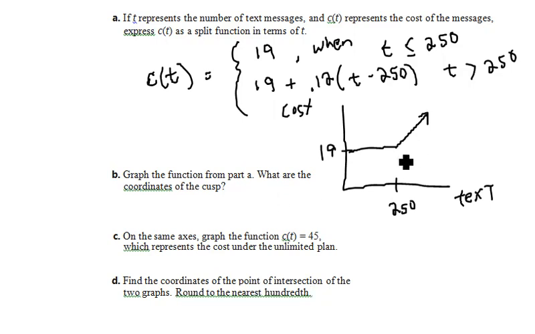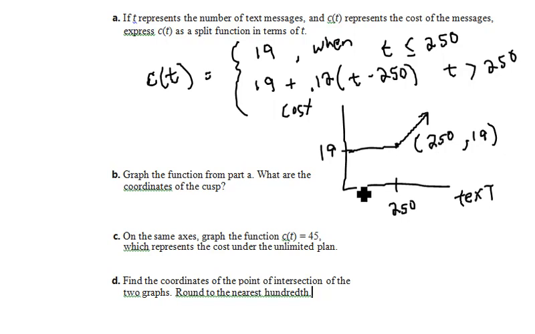The cusp, we're referring to this point here where there's an increase from the constant, and that's just the ordered pair. 250 is your X, in this case our T value, and my Y value, or cost, C of T, in this case is 19. That's it.